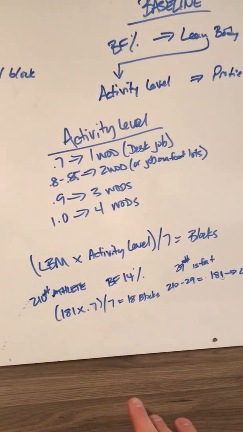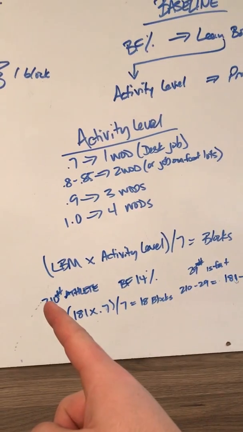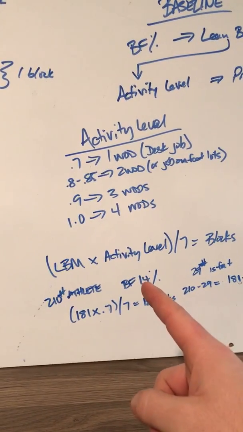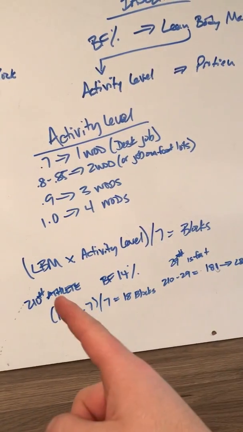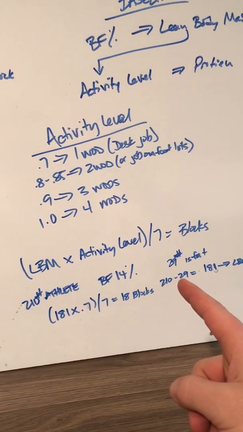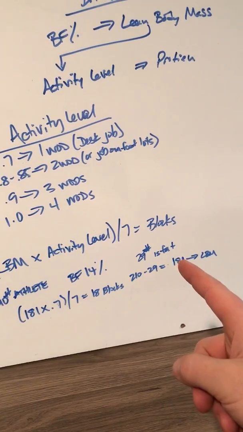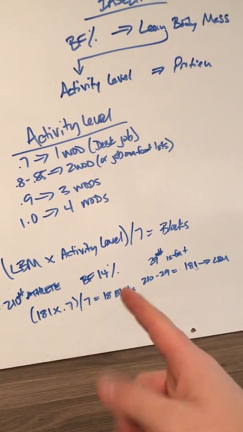So this could change. We could figure it out if this was an athlete who weighed 250 pounds and had 20% body fat. You can still figure that out. It's going to give you the number for their fat, and then you would just do 250 pounds minus whatever their body weight is in fat. That gives you their lean body mass. You can use the same formula, and you can figure out how many blocks.